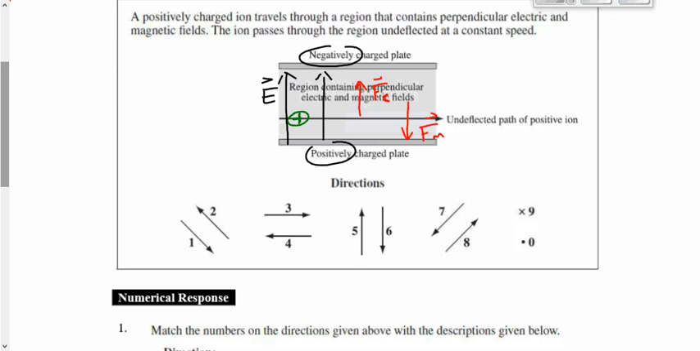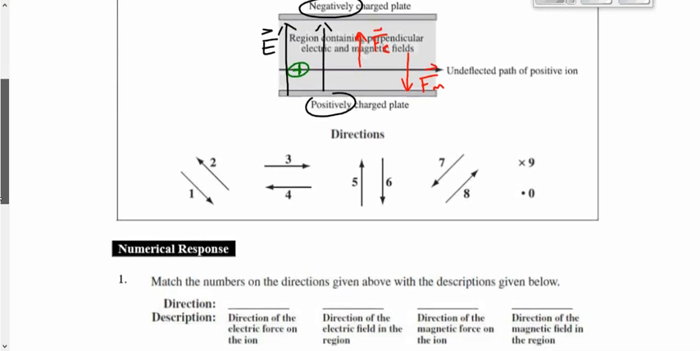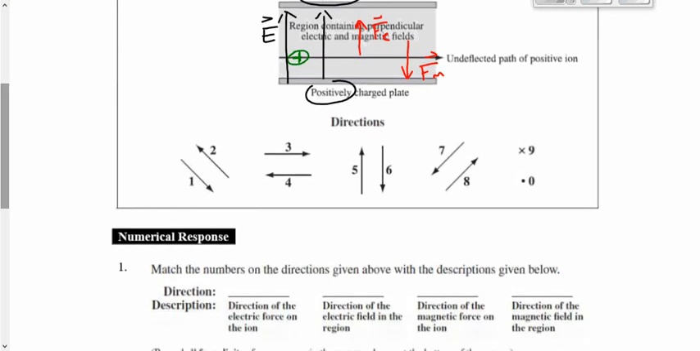Let's look at what the question asks us now. Match the numbers on the directions given above with the descriptions given below. The direction of the electric force. We already established that the electric force is up, so that's going to be 5. The direction of the electric field is also up.